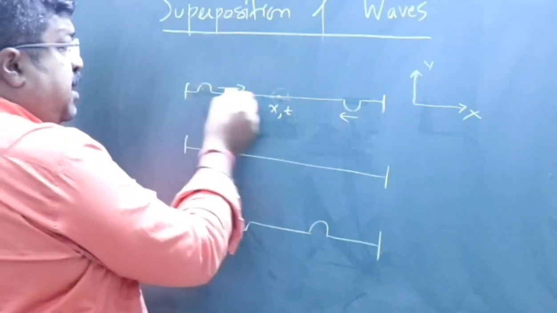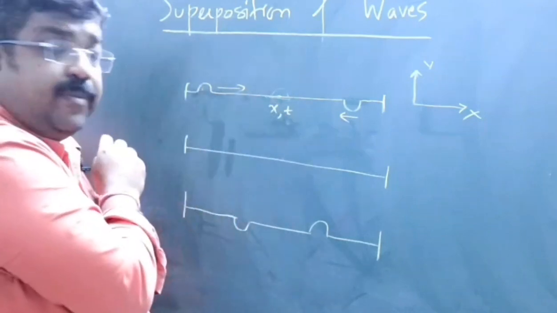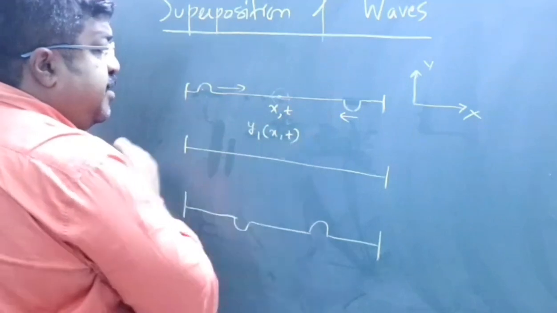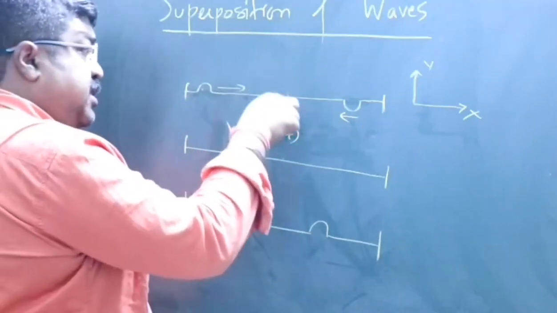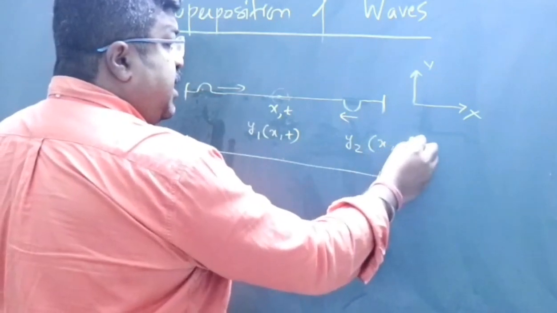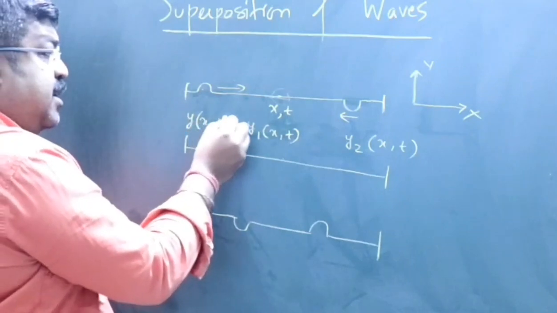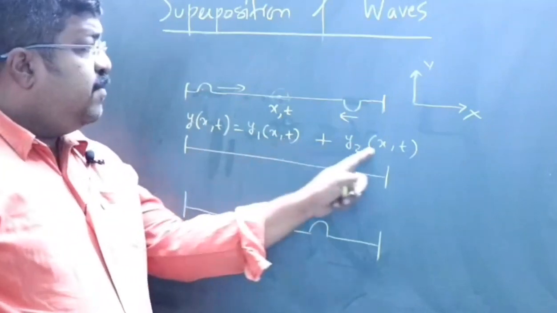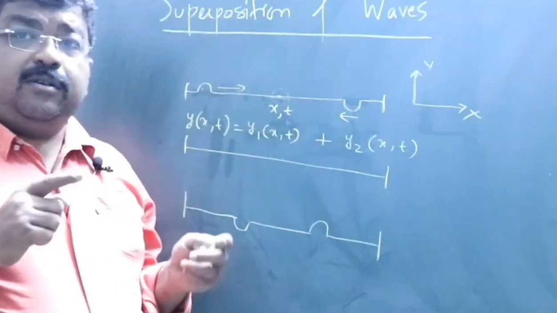That is, suppose for this pulse the displacement at this particular position and this particular time is y1 of x comma t, since displacement is a function of x and t. Now for the same position and same time for this wave, suppose the displacement is y2 of x comma t. So now the resultant displacement y of x comma t will be the sum of these two displacements.